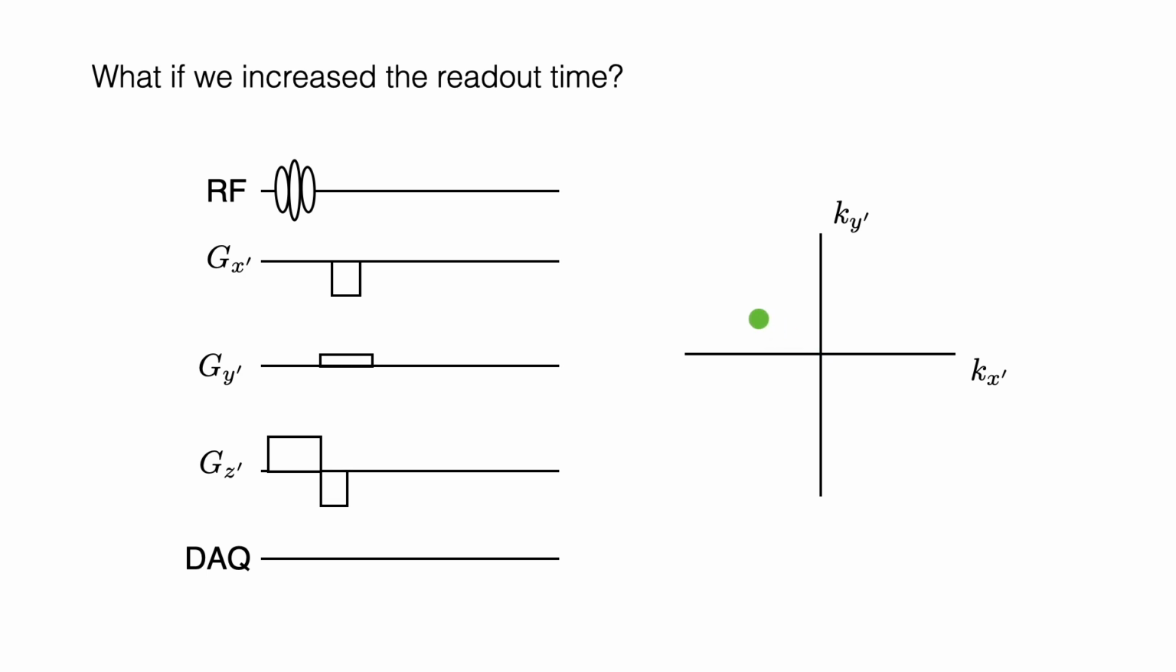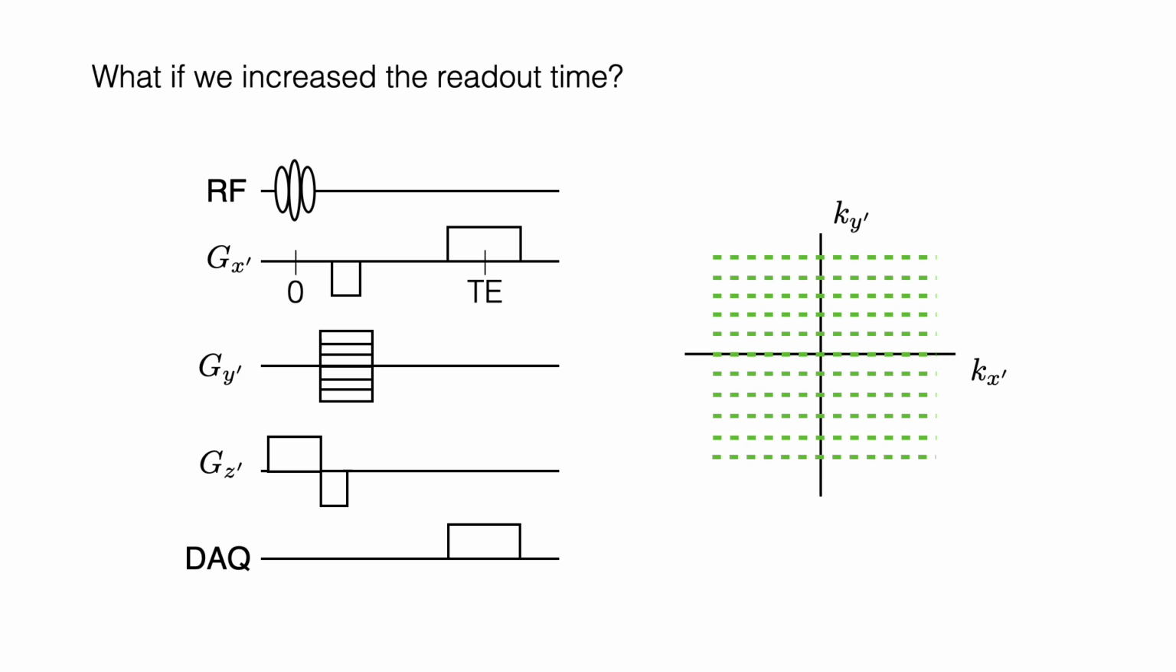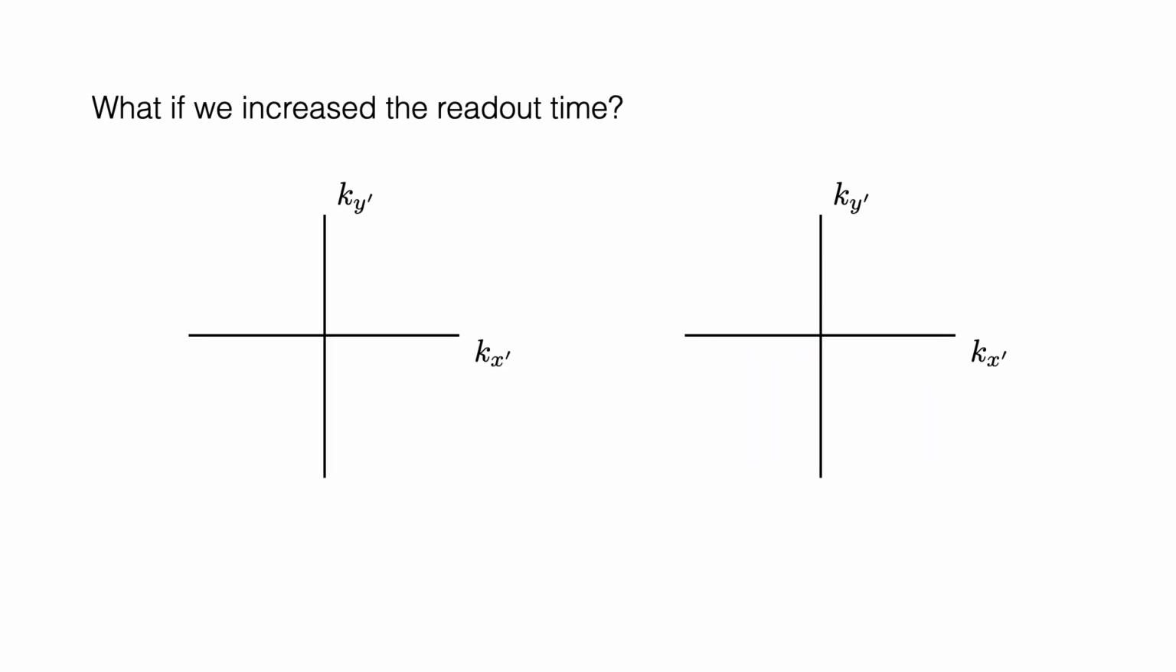We're then going to move that probe to a specific GX and GY location, and then we're going to read out, and the time we take to collect this line is called the readout time. We're then going to repeat this process for many different lines to collect our 2D grid of data. Okay, so what do I mean by increasing the readout time? Well, that's what I'm going to show here.